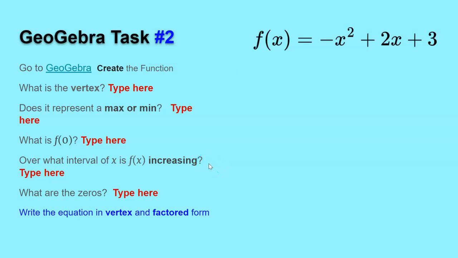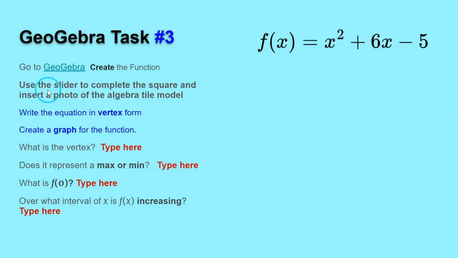And then they will tell what is the vertex. Does the vertex represent a maximum or a minimum? What is f of 0? Over what interval is this function increasing? What are the zeros? And then they're going to write this equation in vertex form and in factored form. And they will insert that equation onto this slide. Absolutely, they should check their equations in Desmos to make sure that the original equation, the vertex form, and the factored form are all producing the same graph.